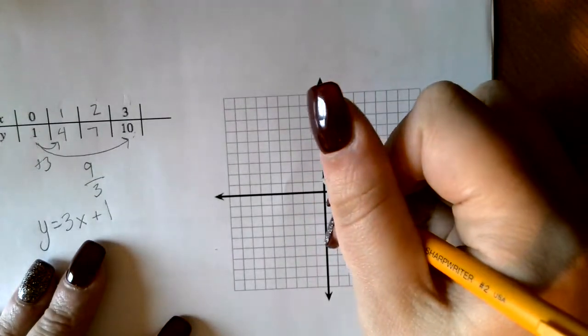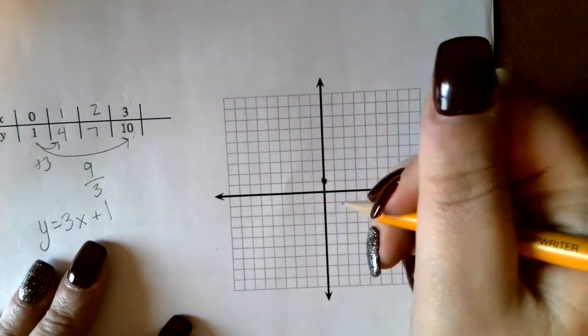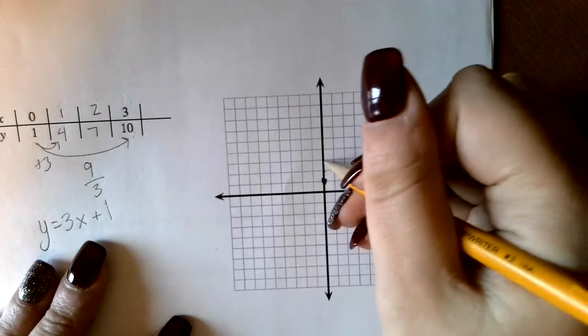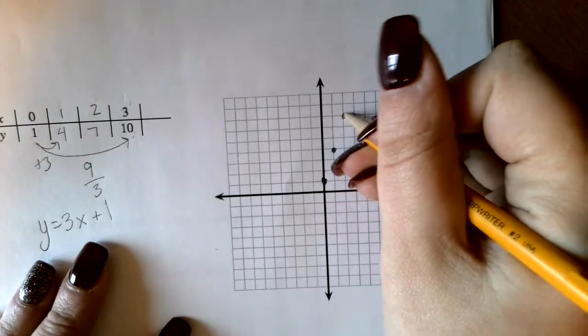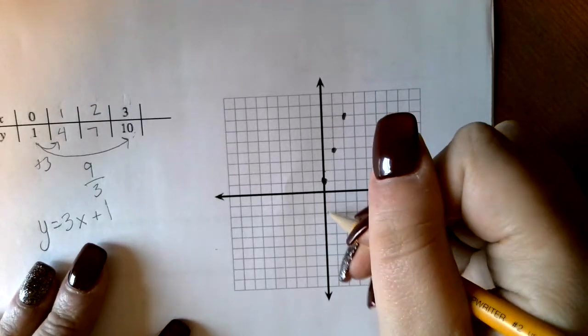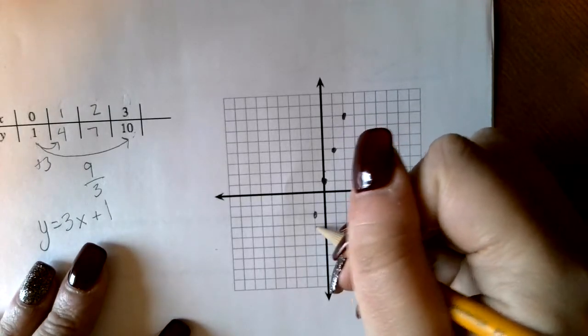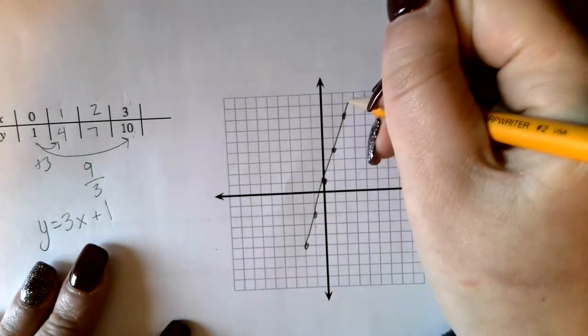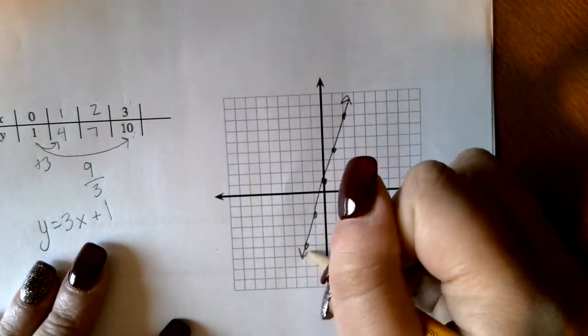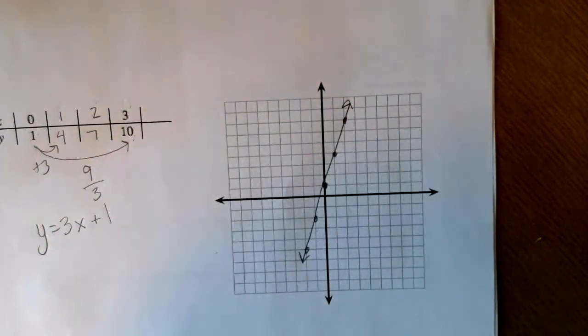All right, now to graph. We're going to start with 1 on the y-axis. There's our first point. We're going up 3, 1, 2, 3, and over to the right 1. Up 3, over 1. We can also come down 3 to the left 1. Right? Remember how to do that? Okay. There is our line.